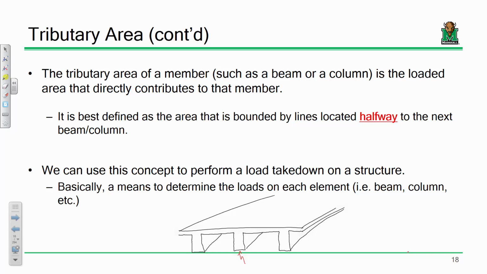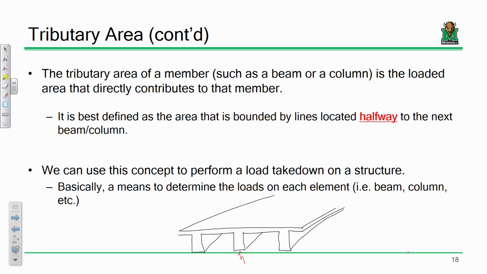Okay, so let's say I'm looking at this floor beam. What I propose is that the tributary area for this floor beam is the area bounded by the region that's halfway over to the next adjacent beam on either side. In other words, this beam is responsible for all of this floor up until this point, because from here, this beam takes over. On this side, it's all of this floor up until here, and then past that, this beam takes over.